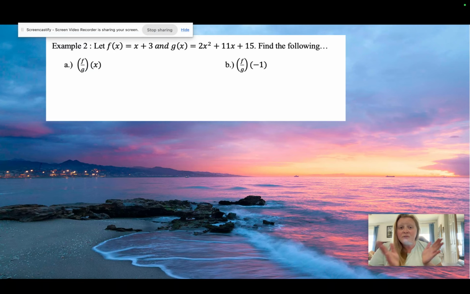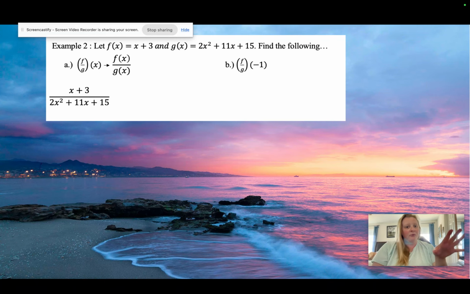And then I have two division problems just so that we've covered every operation a couple times. So we are to divide our f by our g function. So it's easier to write it as a fraction. I'm going to replace f with x plus 3 and my g function with that trinomial. And again, because of all those plus signs, we can't just start crossing things out. We have to try to factor, and we can definitely use the x method for the bottom.